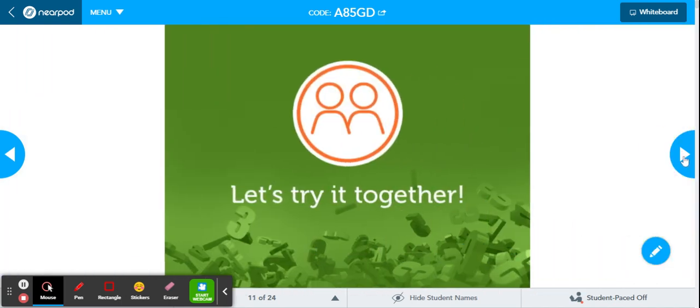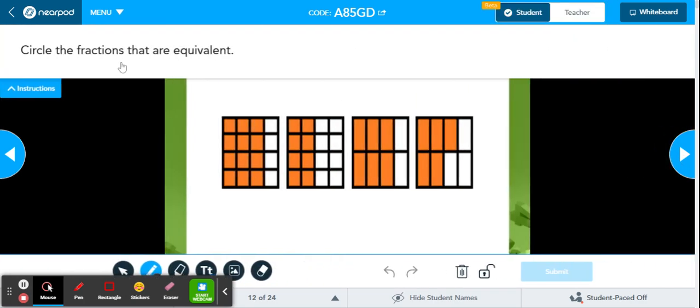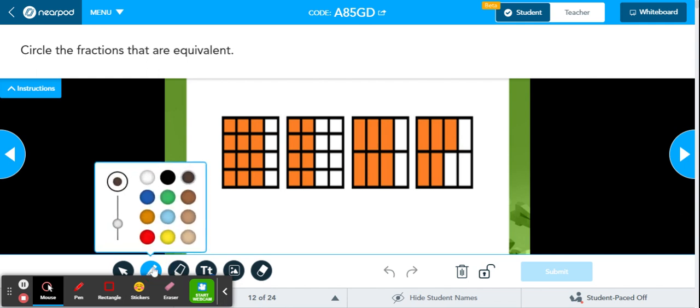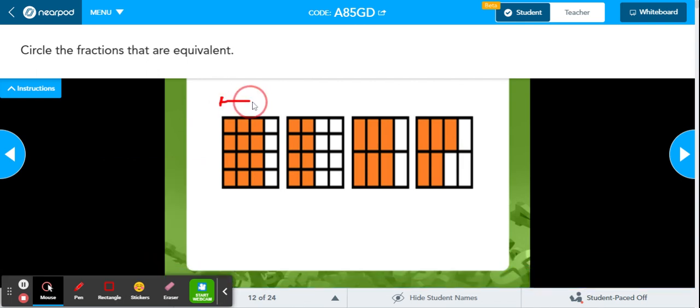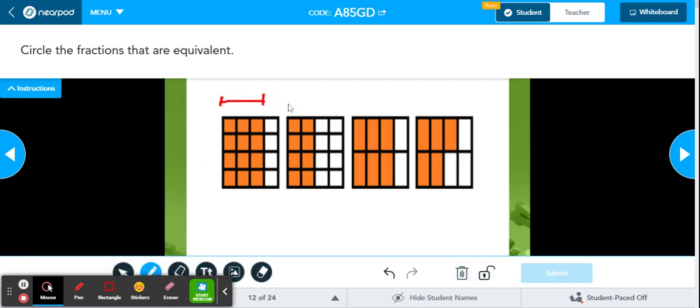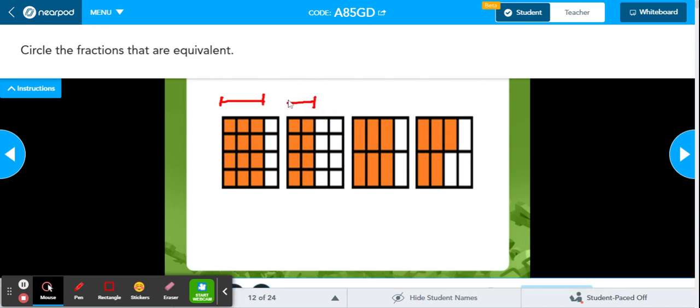You'll head through, and here's what I'd like to show you, an example of mostly what you're going to be looking at for today. So it'll give you these fraction models here, and it asks you to circle the fractions that are equivalent. So you'll take your pen tool, of course, and you'll look. We can do this just by looking at the amount of space they're covering, right? This one looks like it covers from here to here. Well, this is definitely smaller, right, than that one.